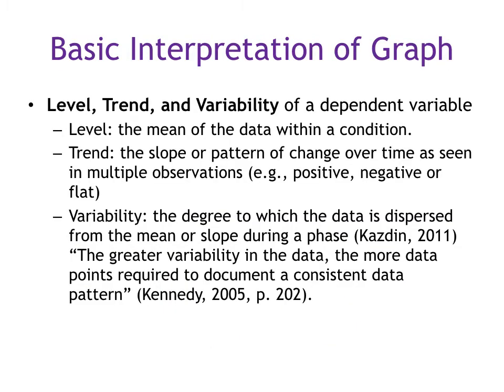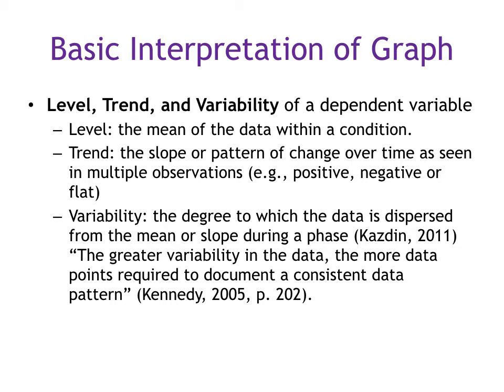When you interpret your graph, you should consider these 3 terms: level, trend, variability. So you will compare the level, the mean of data within a condition. So the mean of the data within baseline will be compared with the mean of data within the intervention phase. Easy, right? Trend is the slope or pattern of change over time. So you can tell the trend was flat, positive, or negative.